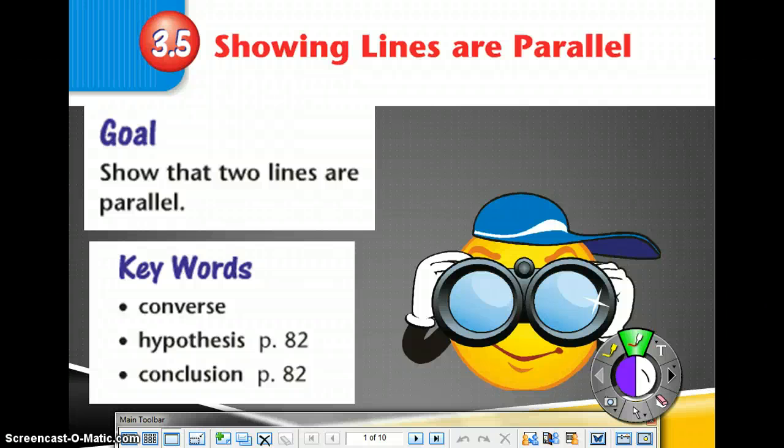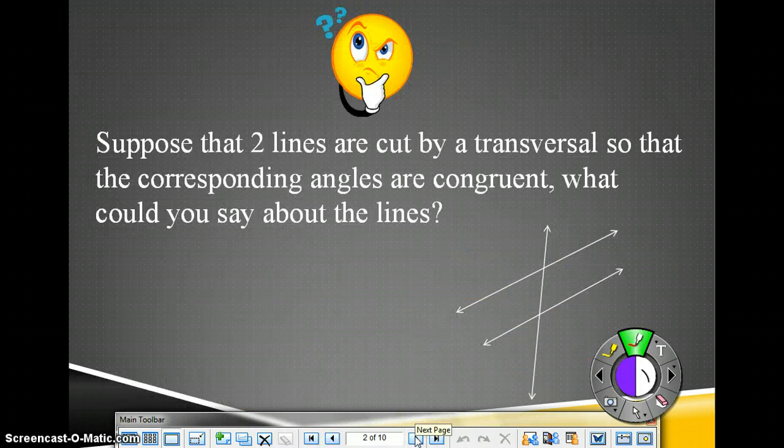Hello, ladies and gentlemen. Today we're looking at how to show lines are parallel. Another name for show is prove. Okay, so we've got some keywords here: converse, hypothesis, conclusion. Hopefully you guys remember those from a few weeks ago. Okay, it hasn't been too long.